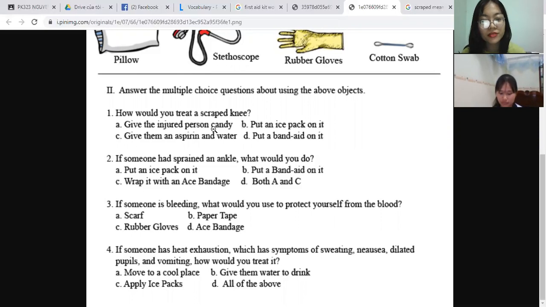Next one, number two. If somebody had a sprained ankle, what do you do? Ankle. Bong gân. Yes, correct. How do you know that? How can you guess that? Sao con biết cái này?